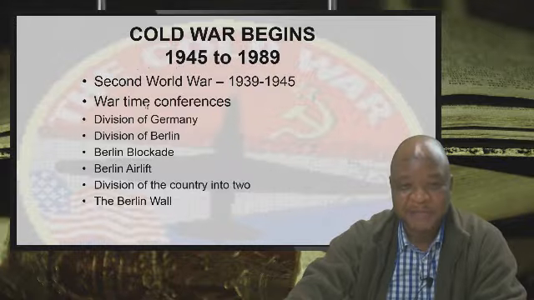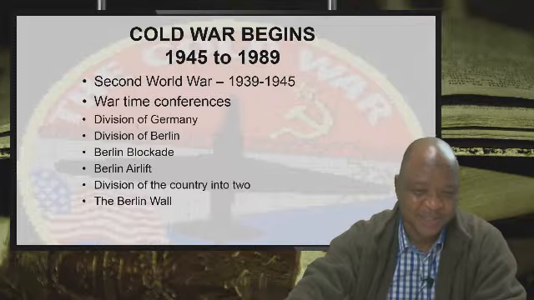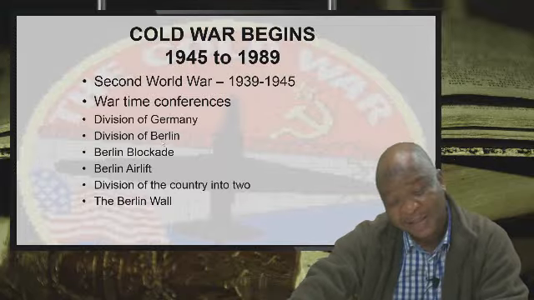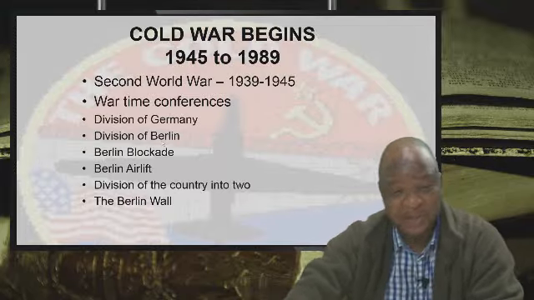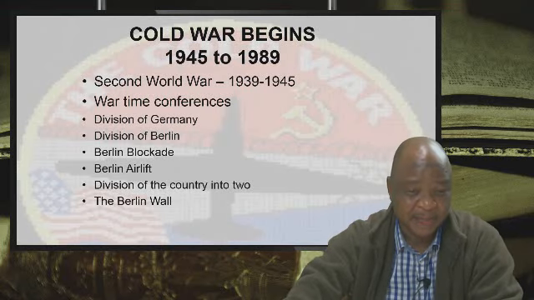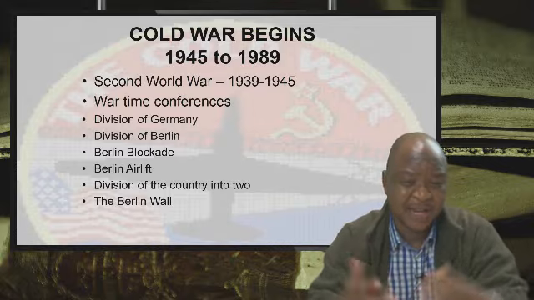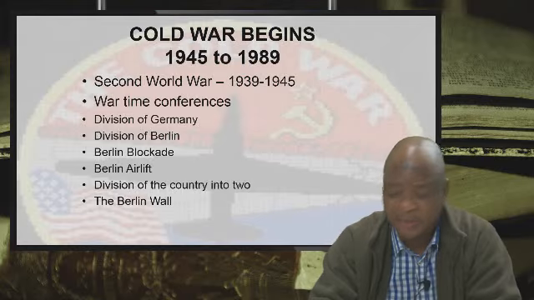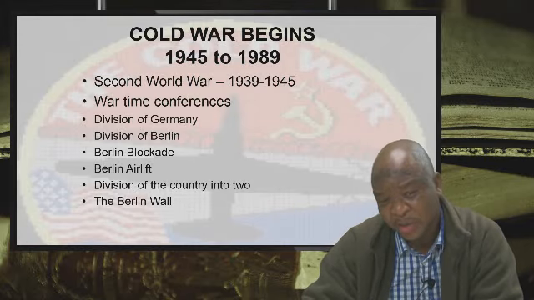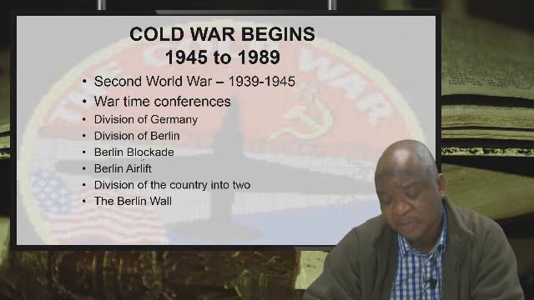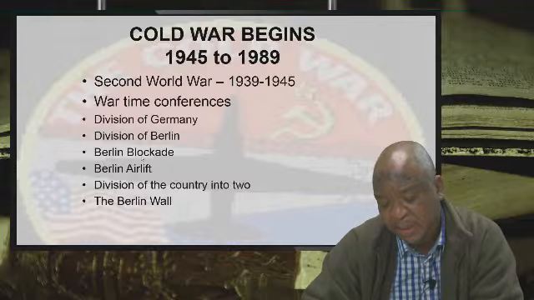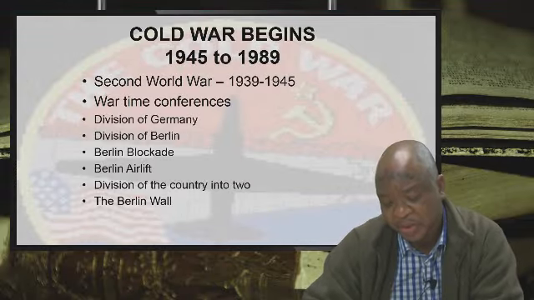Together with the agreement of dividing Germany, it was also decided that the city of Germany, which is Berlin, should also be partitioned. And we are going to see how the city was partitioned along the lines that the country itself was also partitioned. And then later on, because of the frustration that the USSR had in terms of what was happening especially in Berlin. Remember, Berlin will be divided into two.